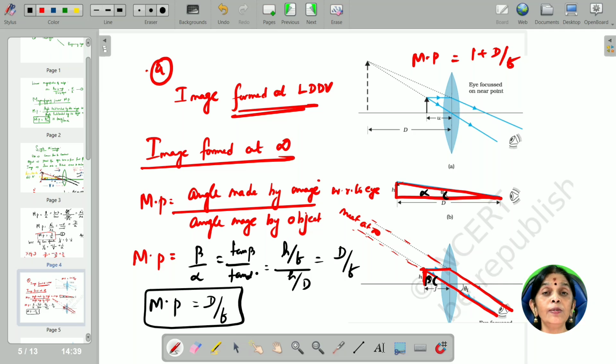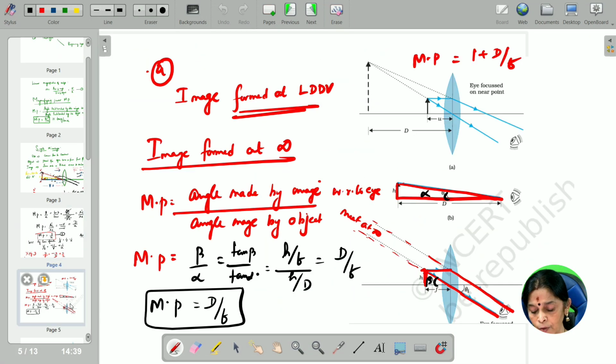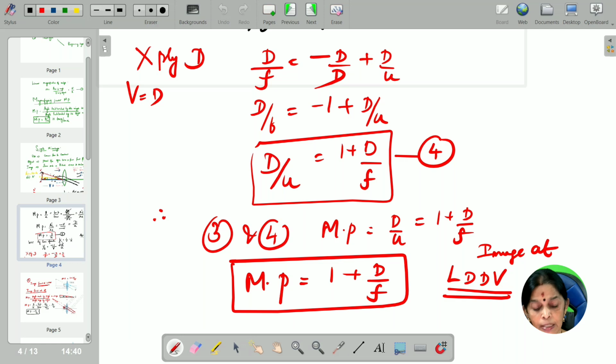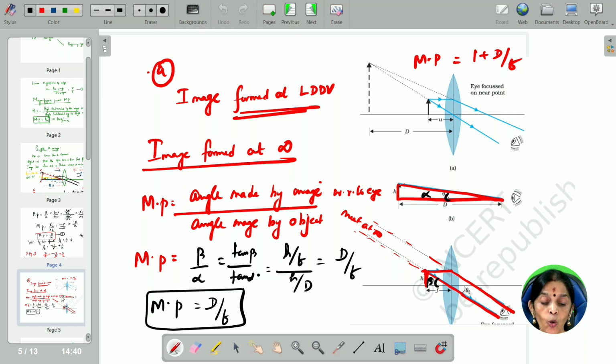So what is the difference between the previous one and this one, children? It is 1 plus d by f, and this is d by f. Which is higher magnification? 1 plus d by f is one addition more, so it has higher magnification than this. Hope you understand what d is: 25 centimeter.